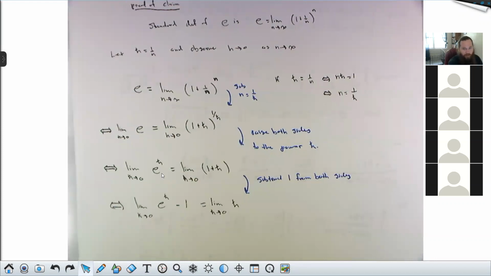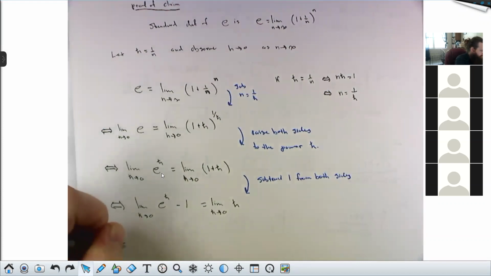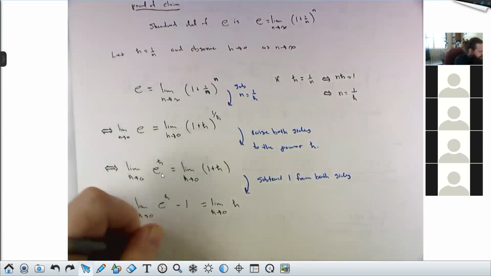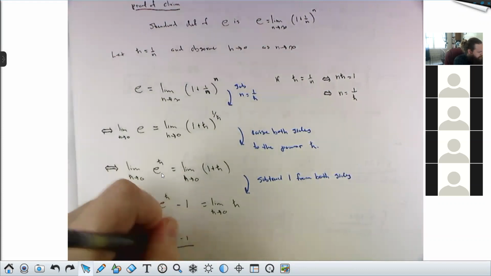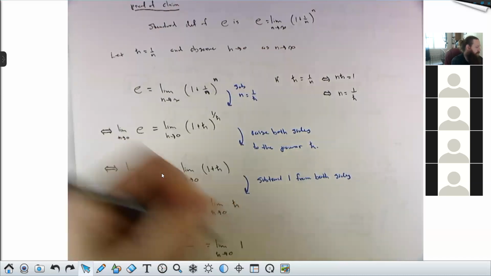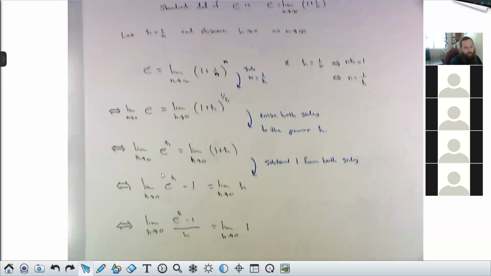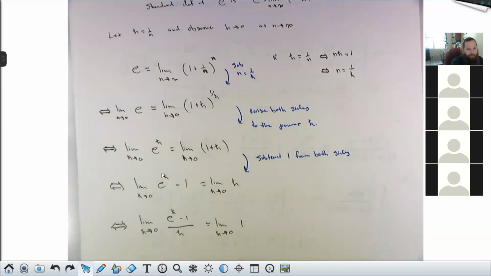And for my next trick, I'm going to divide both sides by h. This will give me the limit as h goes to 0 of (e to the h minus 1) over h equals the limit as h goes to 0 of h over h, which is 1. Oh, and h bar thingy. Okay. And then finally, the limit on the right is a limit of a constant.